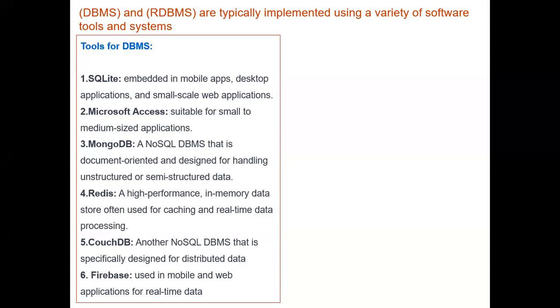Now Redis, there is one more. It's high performance, specially designed for distributed data with a focus on fault tolerance, which can be helpful for caching real-time data. If you want to collect any real-time data, the Redis tool will help to cache the real-time data. Now we'll go with CouchDB. That is another NoSQL database management system, which is especially designed for distributed data.